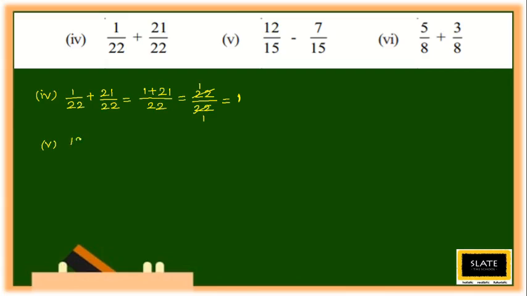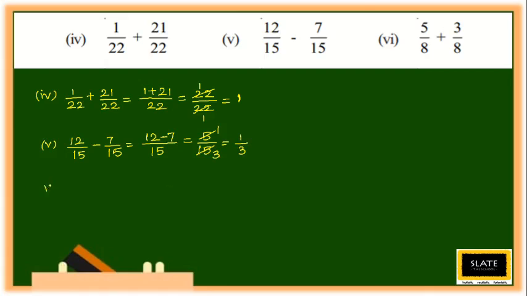Next, fifth one. 12 by 15 minus 7 by 15. Again, the denominator is the same, so keep the common denominator as it is. 12 minus 7. How much is 12 minus 7? Yes, 5 by 15. So 5 ones are 5, 5 threes are 15. So you get the answer 1 by 3.